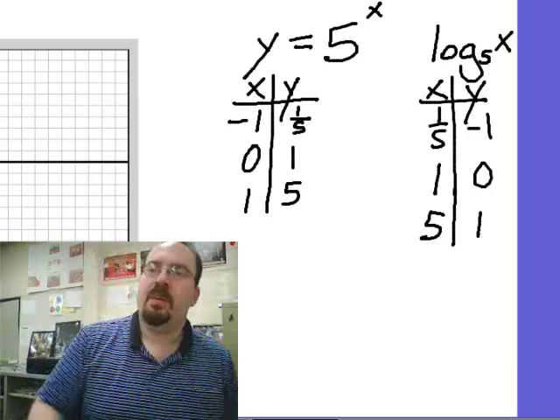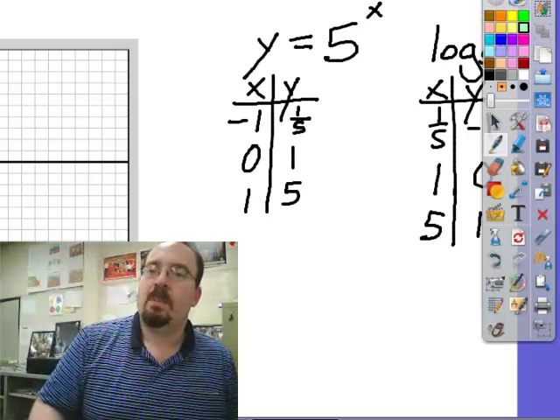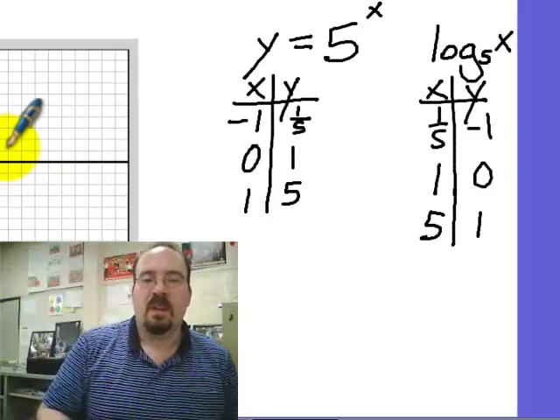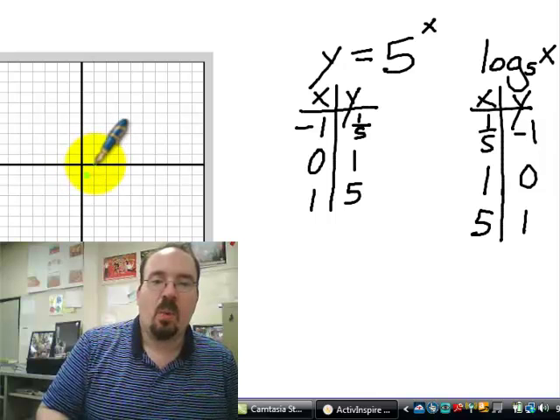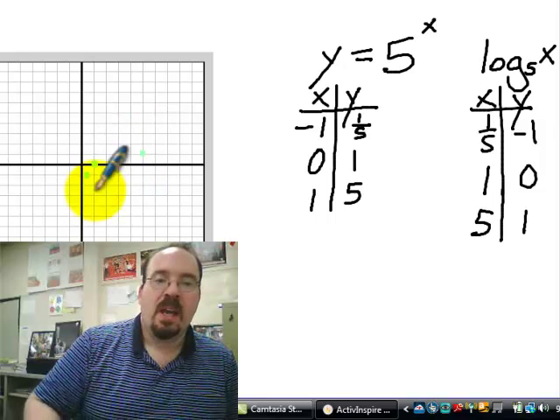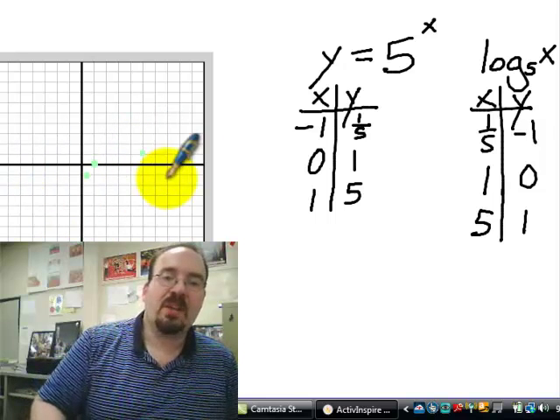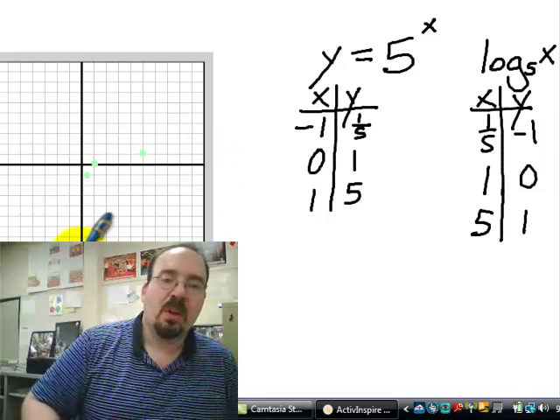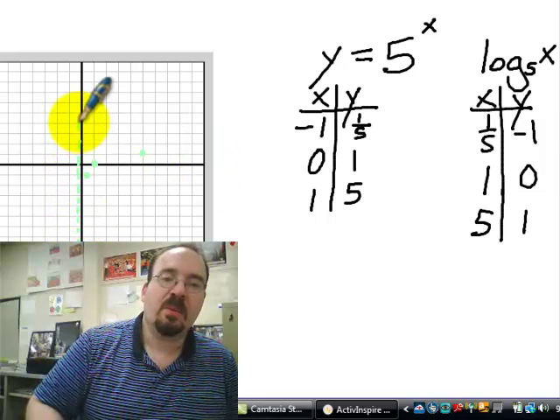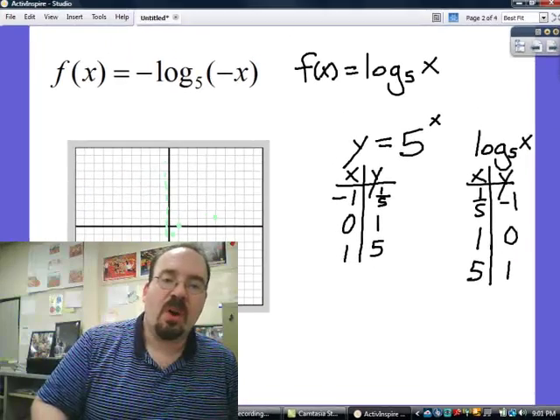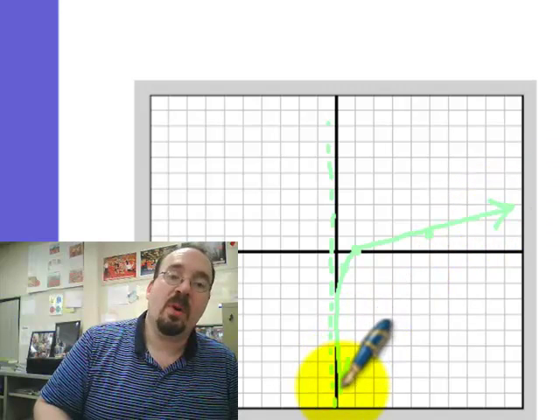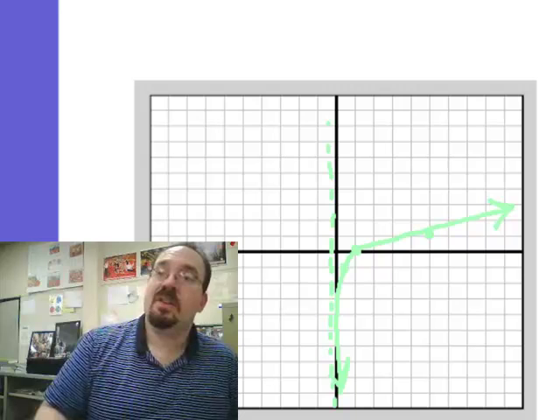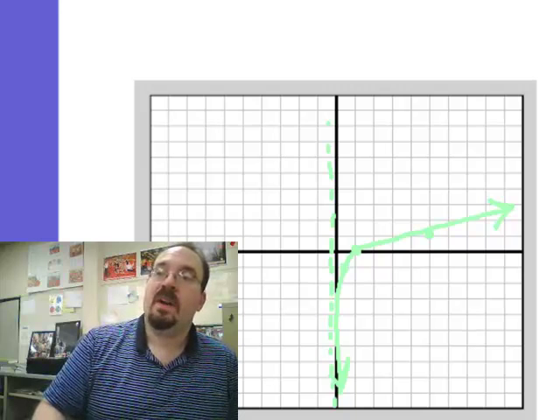Let's put that on there, and let's use a really light color when we do that, because we really don't want that to distract us from the final goal here. So 1/5, negative 1, and 1, 0, and 1, 2, 3, 4, 5, 1. And remember that just like exponential functions have a horizontal asymptote, logarithms have a vertical asymptote. Okay, so I draw my curve here. And again, I know it's hard to see, but we really don't want to focus on it too much because it's just a temporary stop until we get to the final answer.